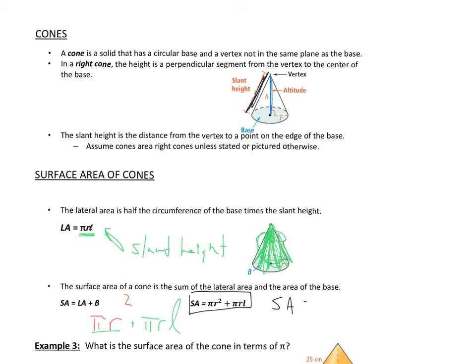Some guys like to factor out the pi r, and they do pi r times a quantity r plus L. But I don't like this shortcut all the time because sometimes you have basically a cone without a base. So I just like to have the first one memorized because that is the base of the cone and that is the lateral area. Let's look at a couple examples.